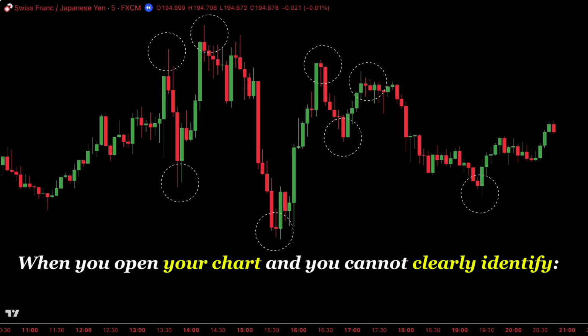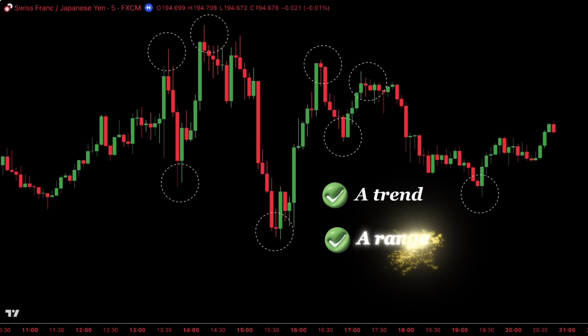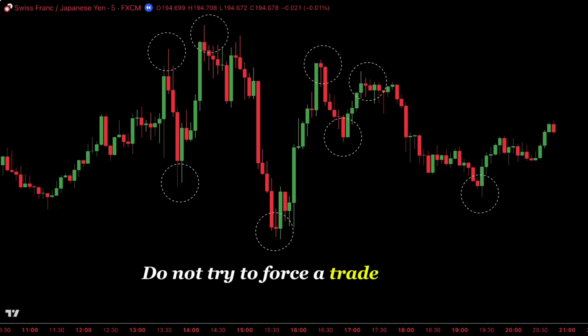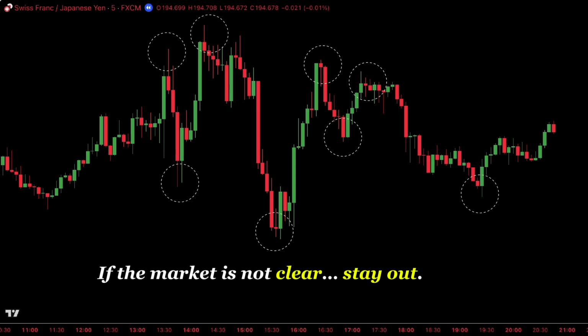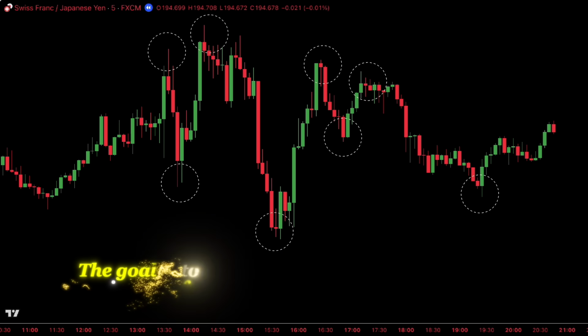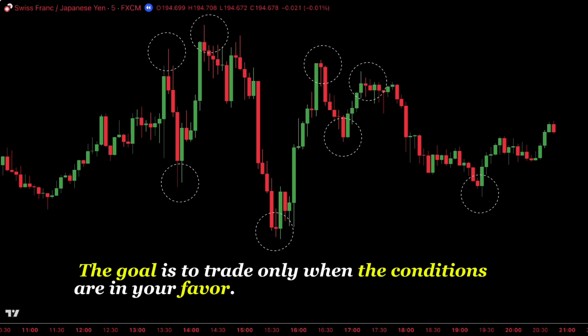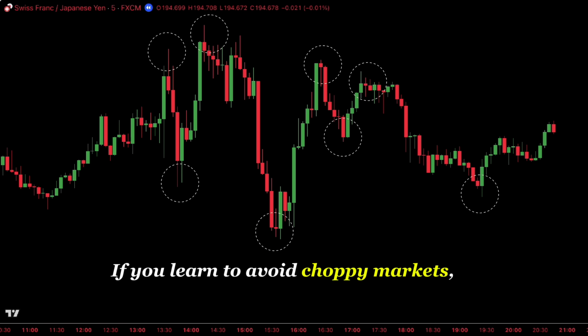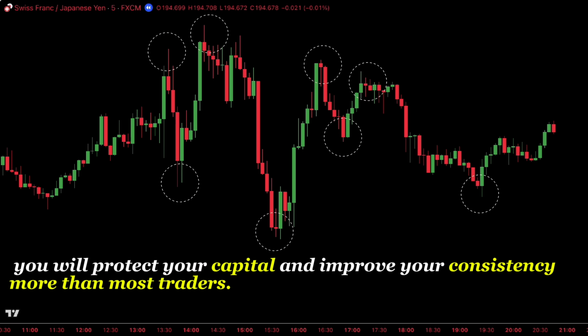When you open your chart and you cannot clearly identify a trend or a range, do nothing. Do not try to force a trade. If the market is not clear, stay out. Because the goal is not to trade all the time. The goal is to trade only when the conditions are in your favor. Sometimes the best trade is no trade. If you learn to avoid choppy markets, you will protect your capital and improve your consistency more than most traders.